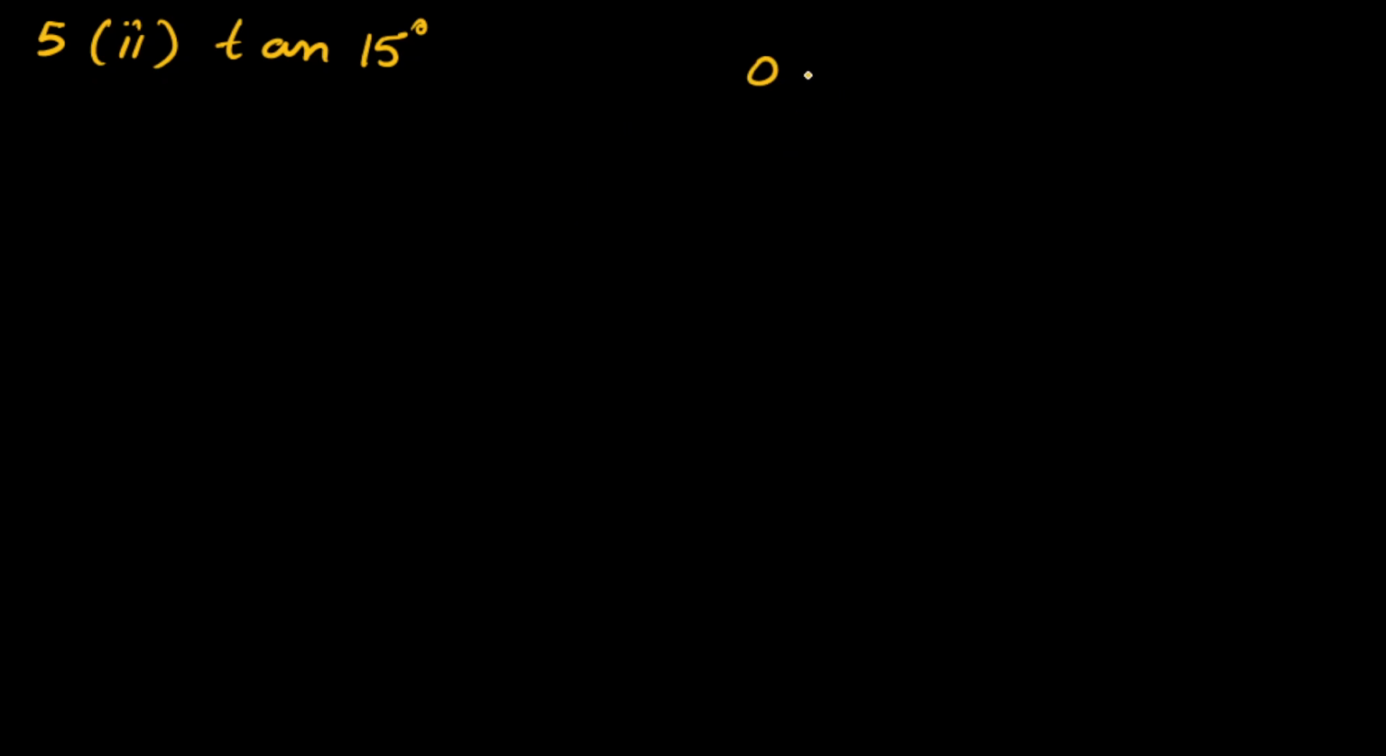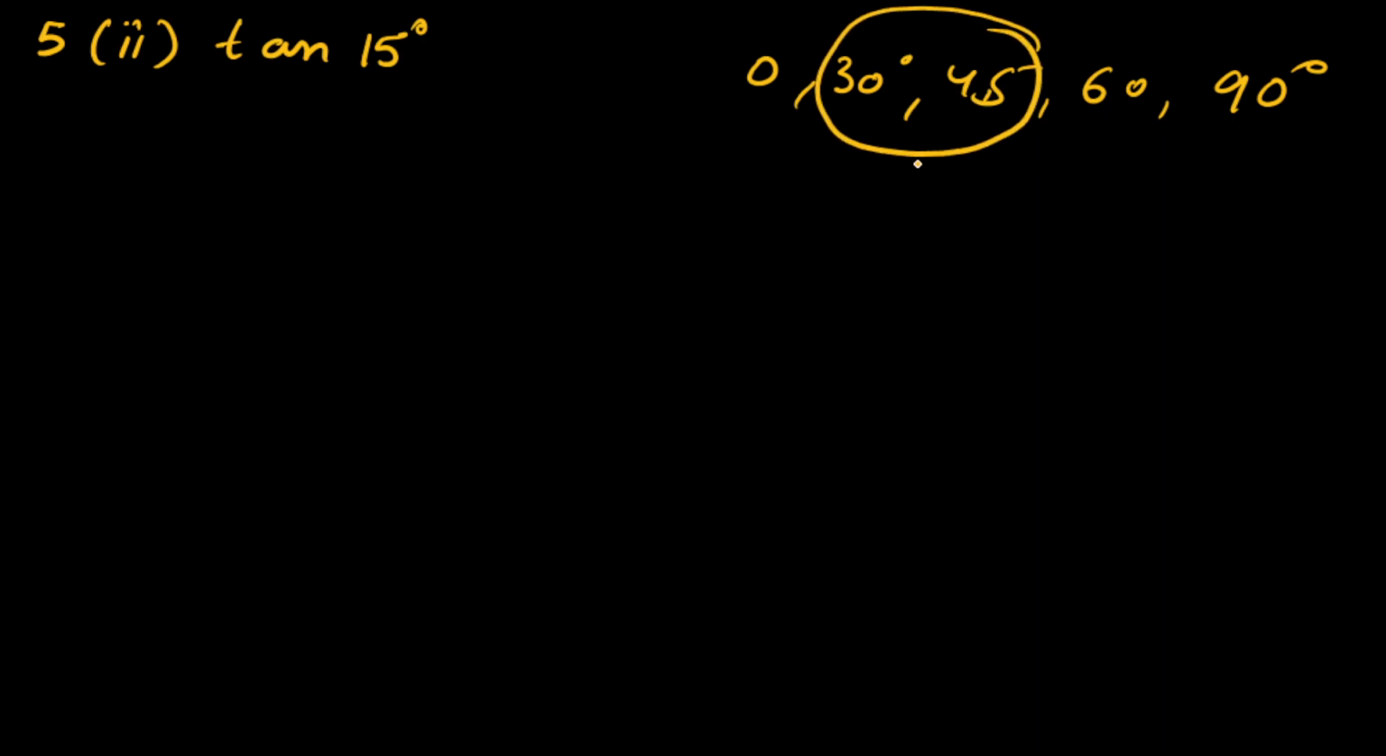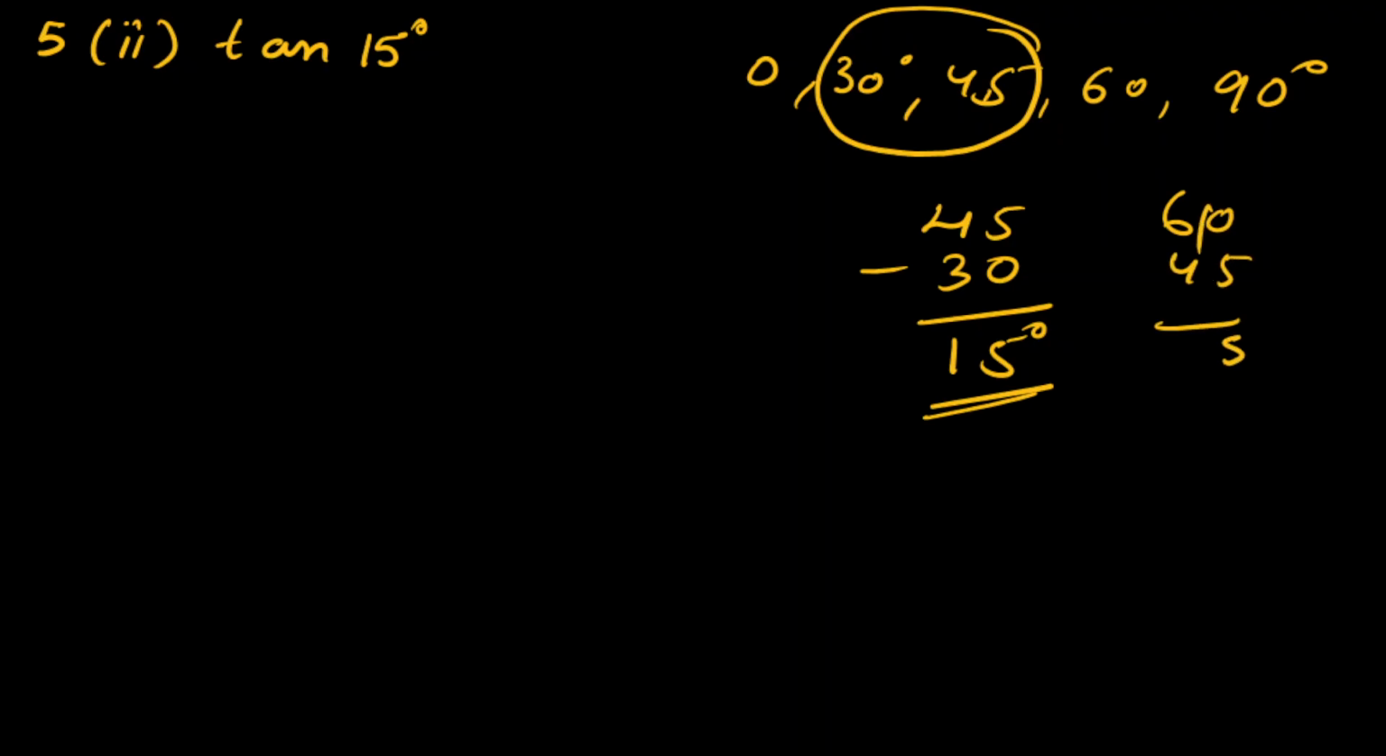We know the standard angles: 0 degrees, 30 degrees, 45 degrees, 60 degrees and 90 degrees. If we use the two we used earlier, 30 and 45, and do 45 minus 30, we get 15. I have chosen two angles, and their subtraction gives 15. You can see with 60 and 45 also, if we do 60 minus 45, we get 15. So any pair you can use.